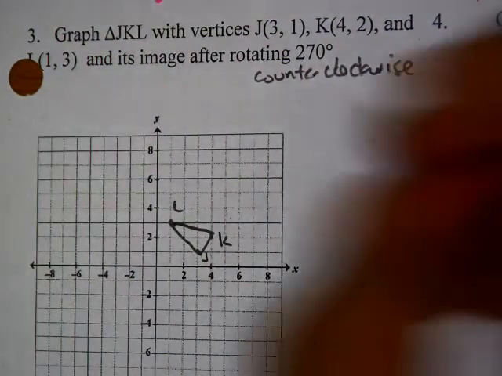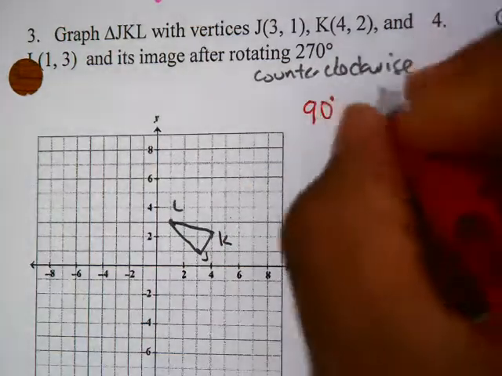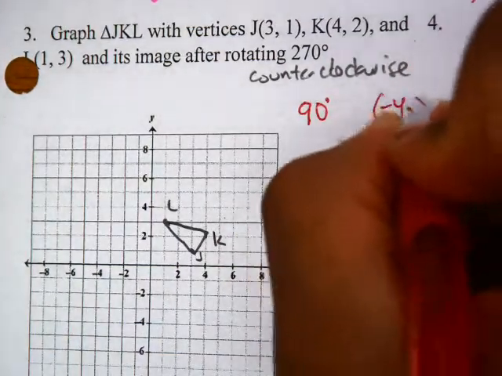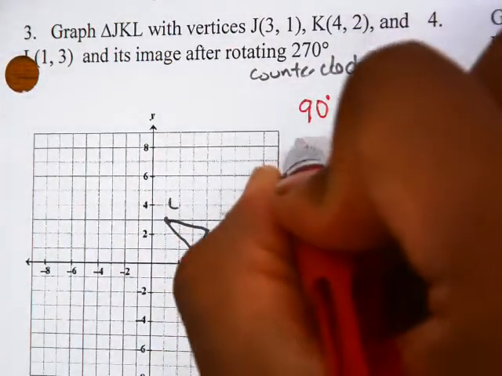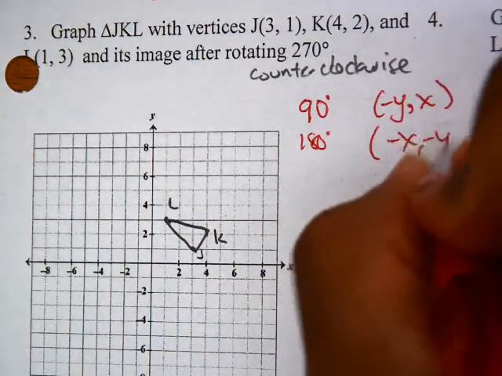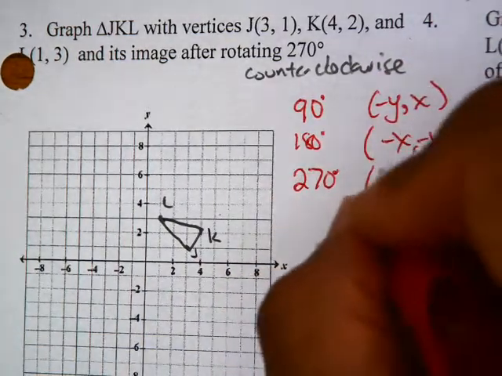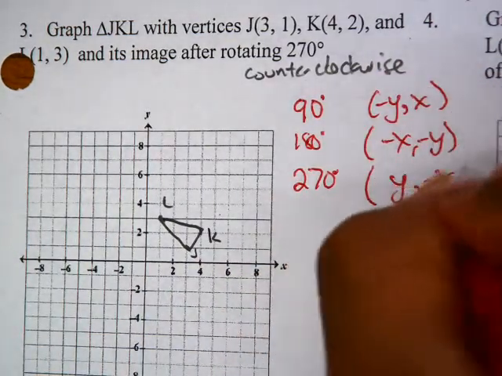So I need to have some rotational rules handy. If I'm rotating 90 degrees, it's (negative y, x). If I'm rotating 180 degrees, that's (negative x, negative y). And if I'm rotating 270 degrees counterclockwise, it's (y, negative x).